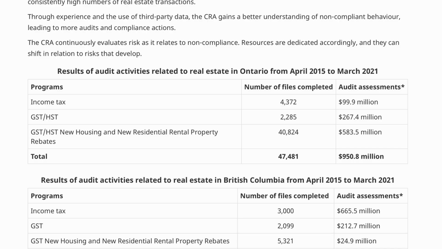Secondly, they also recover about 267 million of GST and HST, and about $100 million of income tax from Ontario alone. There are also a bunch of audits being conducted in BC in particular. So these are two areas of focus.